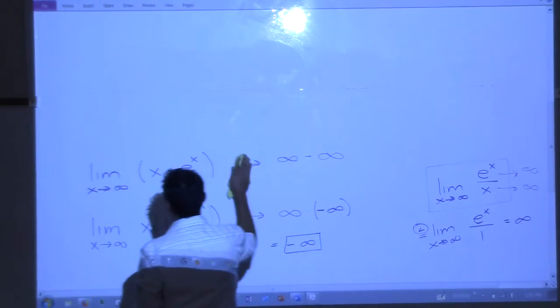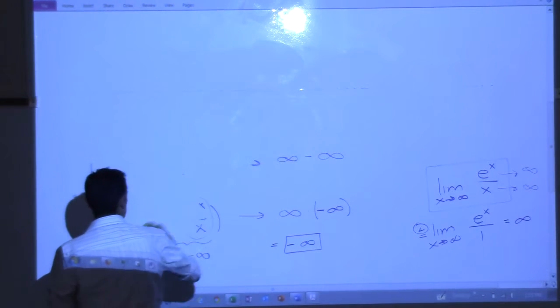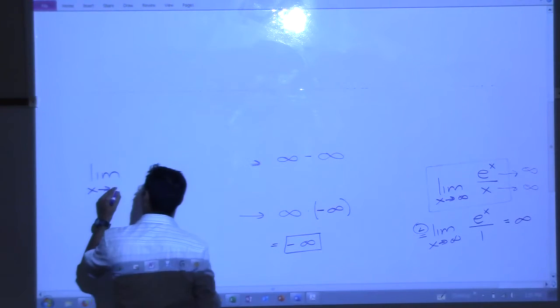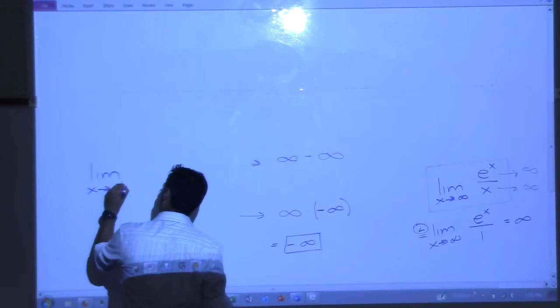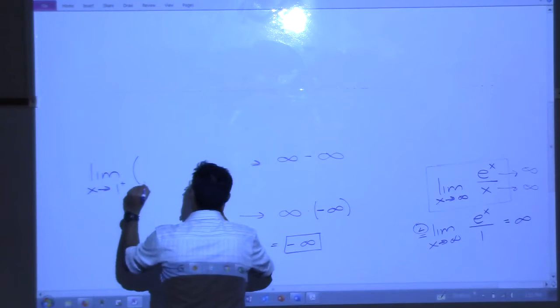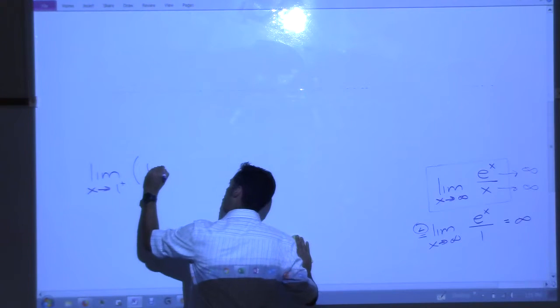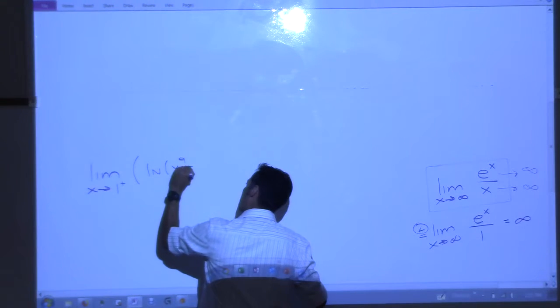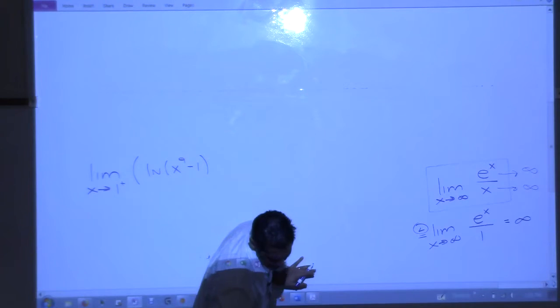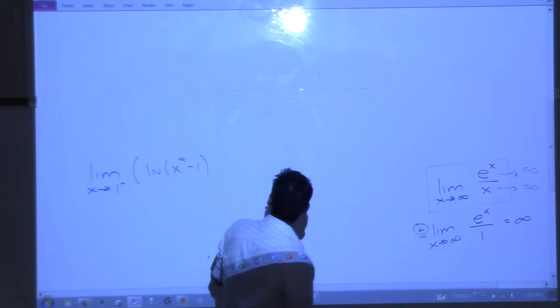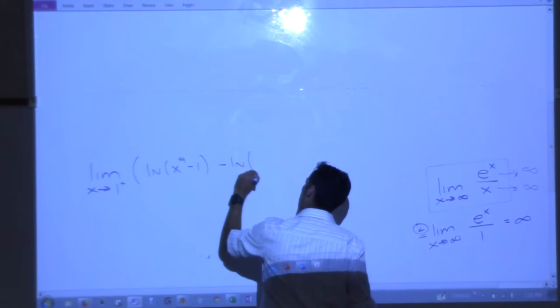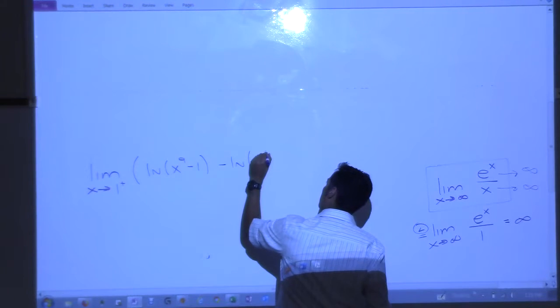Okay, one more. Limit as x goes to 1 from the right of the natural log of x to the 9th minus 1, minus the natural log of x to the 6th minus 1.